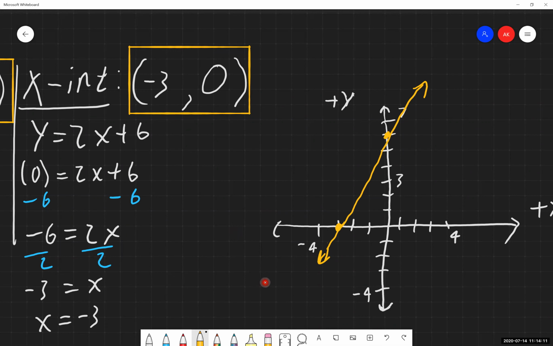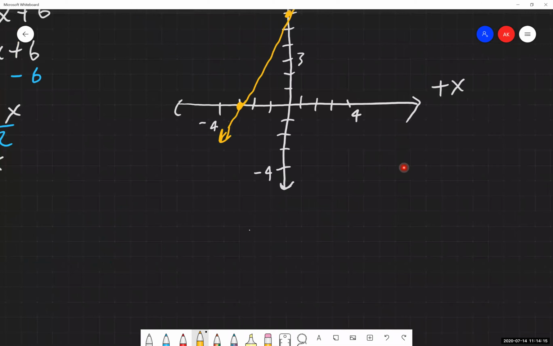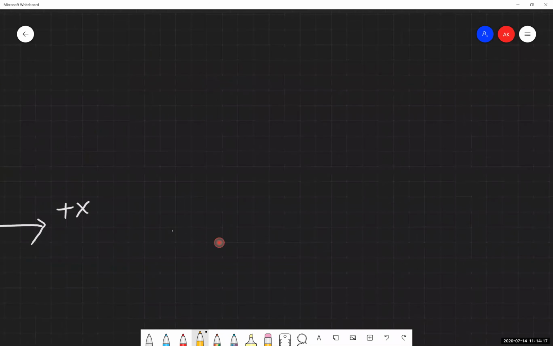So we'll go through our other example that we have, which was example 3.